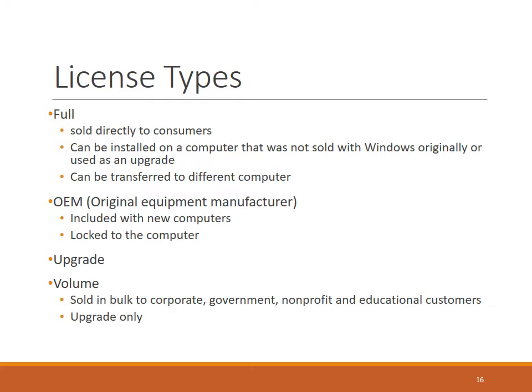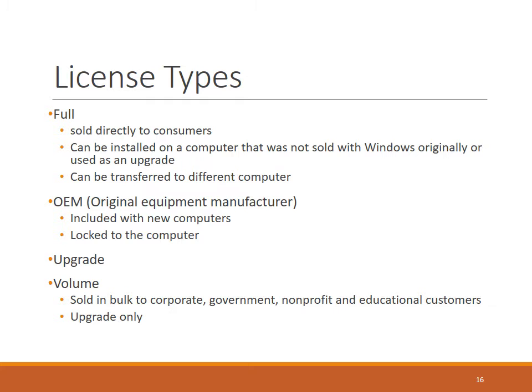So first off, we've got the full license type. So this is sold directly to consumers. So this would be something you could buy off Amazon or eBay or any other reputable source. Maybe not eBay, but this can be installed on a computer that was not sold with Windows originally, or can be used as an upgrade.